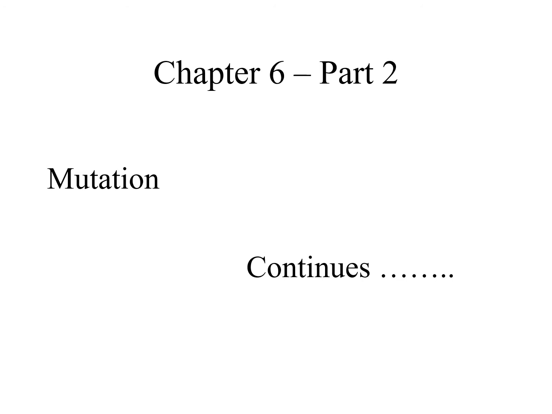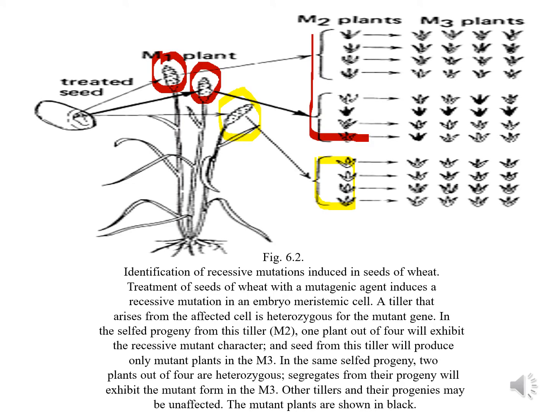mutation breeding. As I mentioned in the last slide in part 1, sometimes when we do treatment of the seeds, not all the parts of the seeds are mutated. So some parts are mutated, the other parts are not. If we look at figure 6.2, we can see this very clearly. The treated seed here on the left produced 3 tillers.